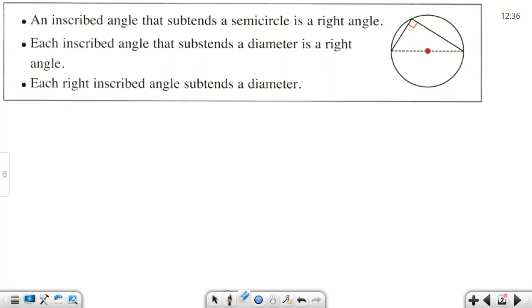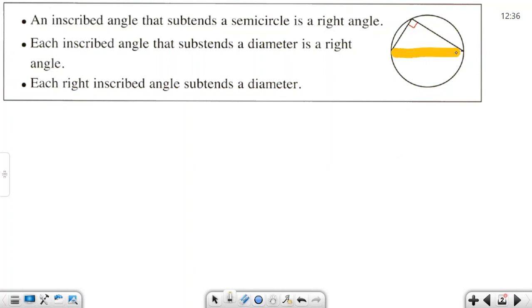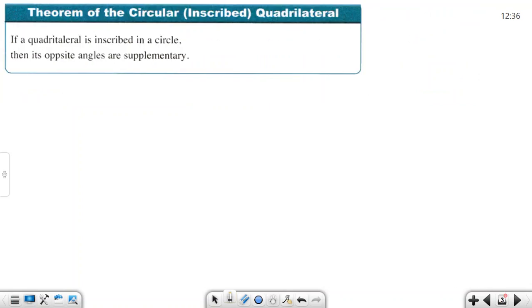Because of this reason, I can say one more thing. Let's mark it with color. That's the diameter. If an inscribed angle subtends a semicircle, or we can say intersects with the diameter, it's always 90 degrees. The reason is the semicircle is 180 degrees, and half of this arc is going to be 90 degrees. If it subtends a diameter, we can say it's 90 degrees for the inscribed angle.